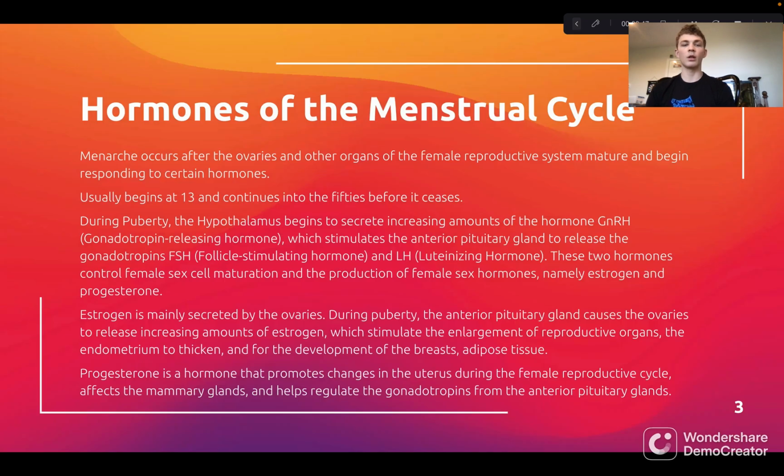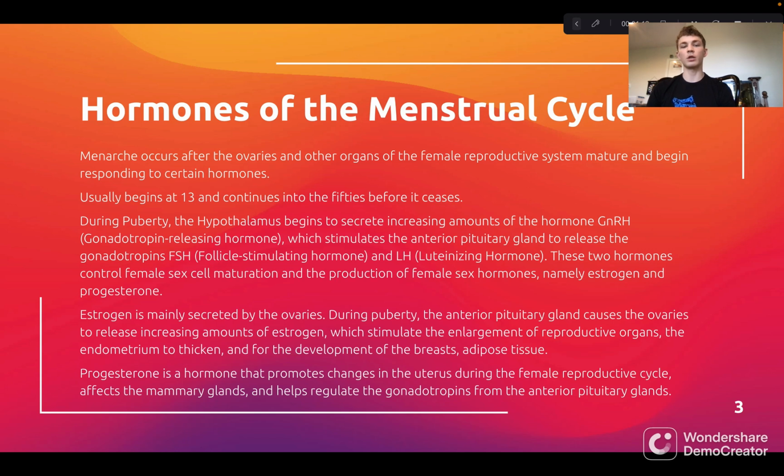During puberty, the hypothalamus begins to secrete larger amounts of gonadotropin-releasing hormone, or GnRH, which stimulates the anterior pituitary gland to release the gonadotropins, follicle-stimulating hormone, also known as FSH, and luteinizing hormone, also known as LH. These two hormones control female sex cell maturation and the production of female sex cell hormones, namely estrogen and progesterone.